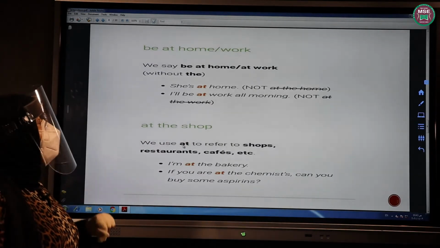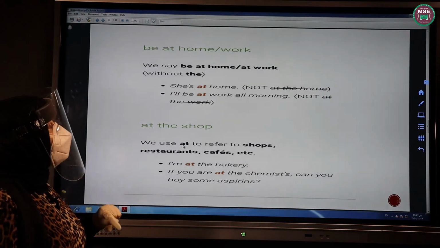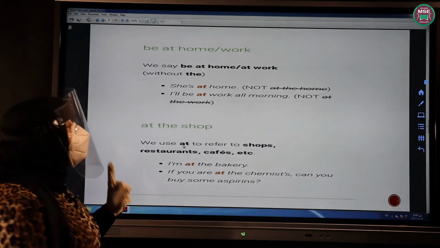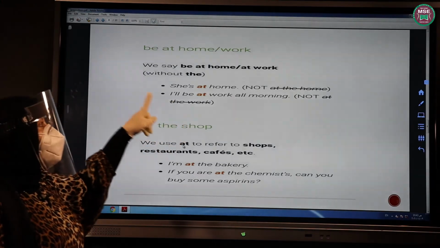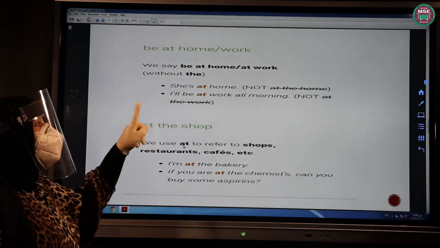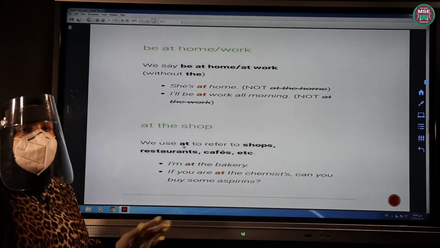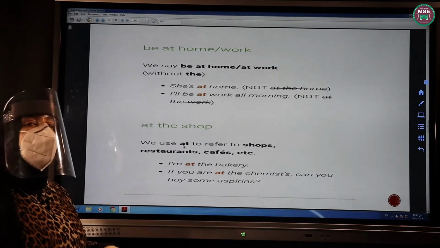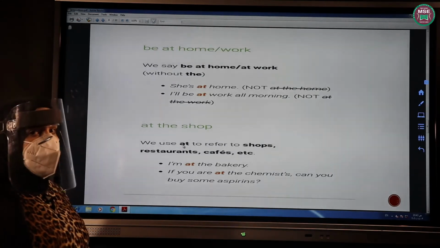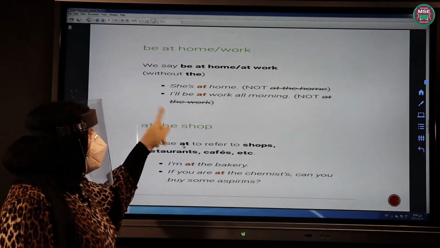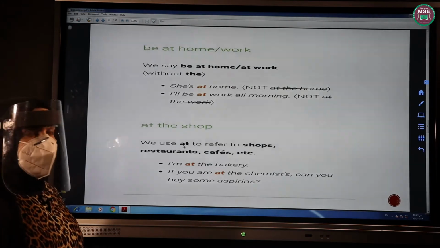We use it after the verb to be when you are at home or at work. And we omit the. So she is at home. So I used the verb to be, followed by at, followed by home, not at the home. I cannot say at the home. I say at home and I cross out the. I'll be at work all morning, not at the work. So I put the verb to be, followed by at, and I cross out the.